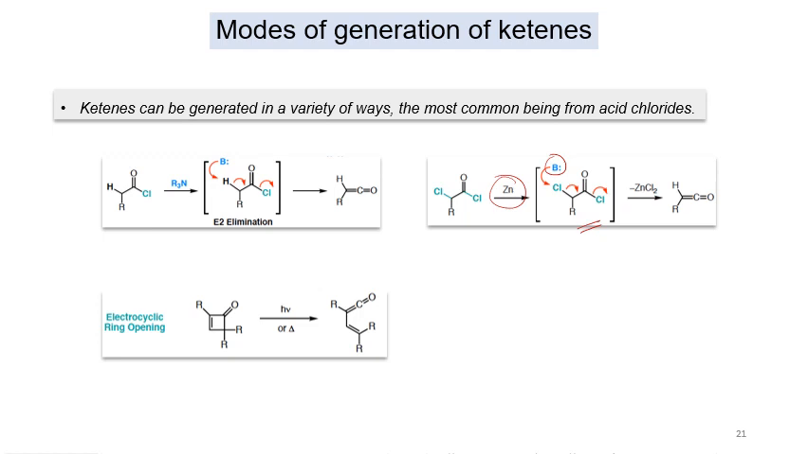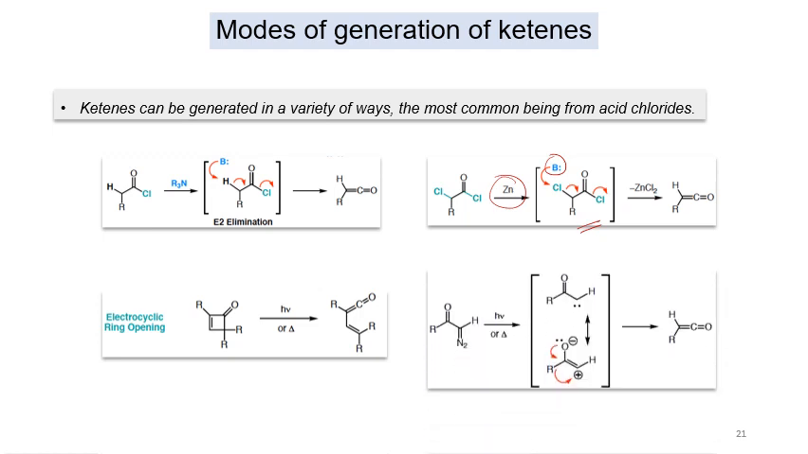You can use cyclobutenones and ring open them to give you alpha beta unsaturated ketenes in an electrocyclic ring opening process. You can also do this by using alpha diazo ketones. These alpha diazo ketones can be generated very easily using diazo transfer reactions, and we know if you either heat them or photolyze them, they lose a nitrogen molecule, thereby generating a carbene species. This carbene will rapidly rearrange to give you a ketene.